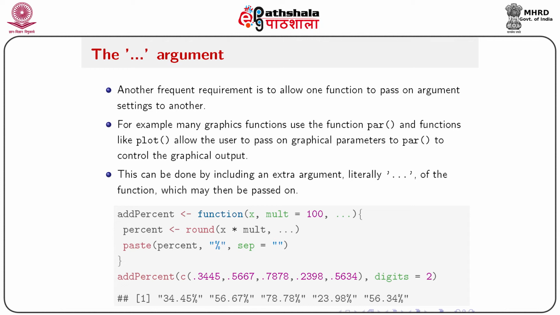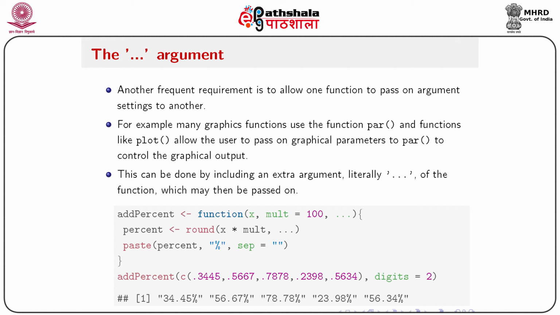For example, many graphics functions use the function par, that is the graphics parameter function, and functions like plot allow the user to pass on graphical parameters to control the graphical output. This can be done by including an extra argument, literally the triple dot, in the function. Instead of one argument, you have to write the triple dot of the functions which may be passed on.